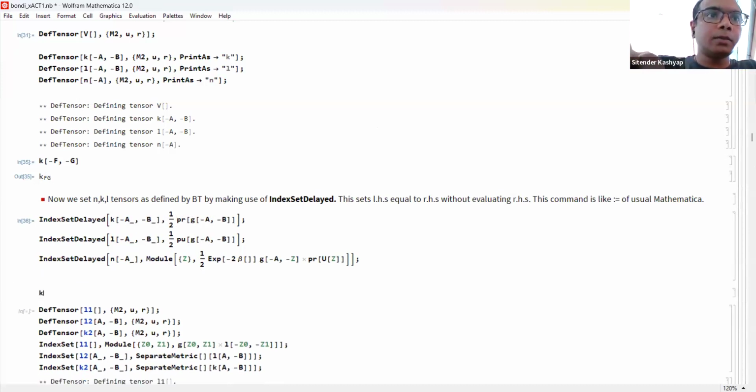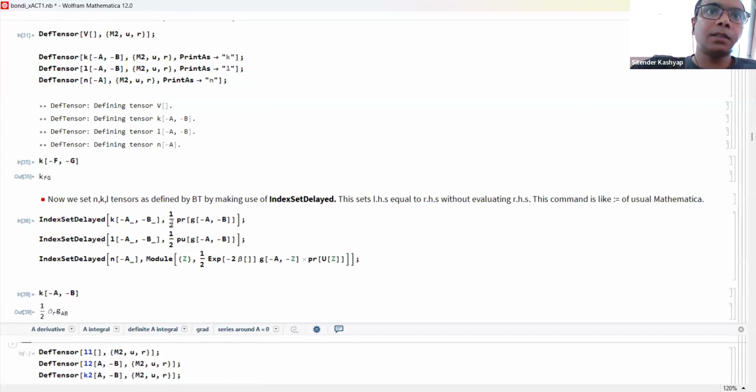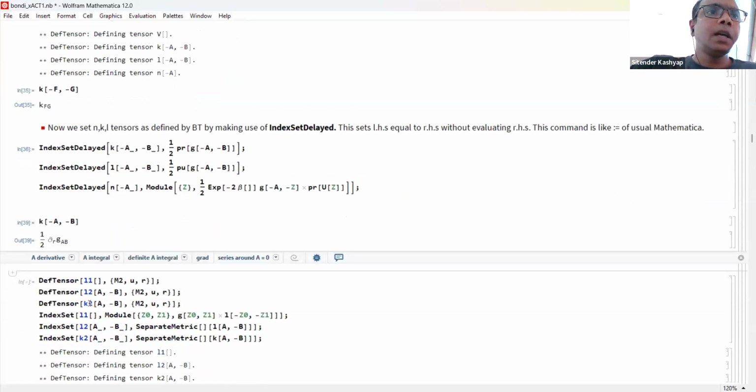So now what will happen is, if we take, let's say, minus a minus b, you see what it is doing. It is just replacing this expression with this. So this command IndexSetDelayed is like the usual SetDelayed command of Mathematica, where we have colon and equal rather than just the equality. So this is delayed in the sense it will not compute what this derivative is even if g was given. So that's the advantage of it.